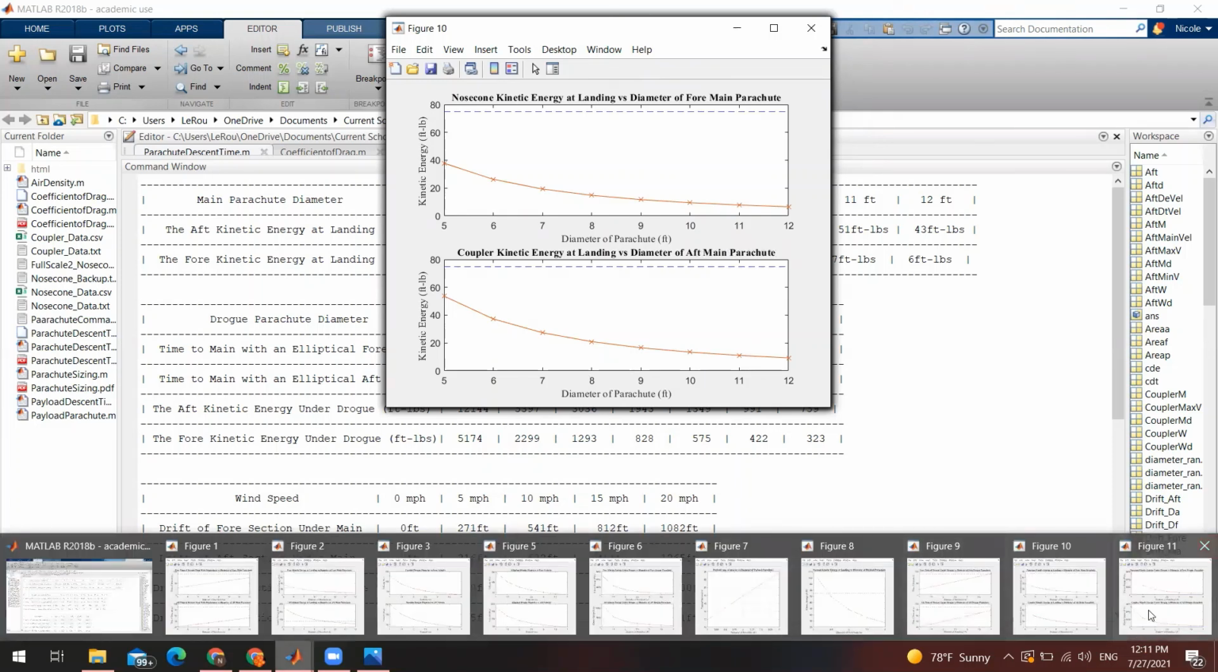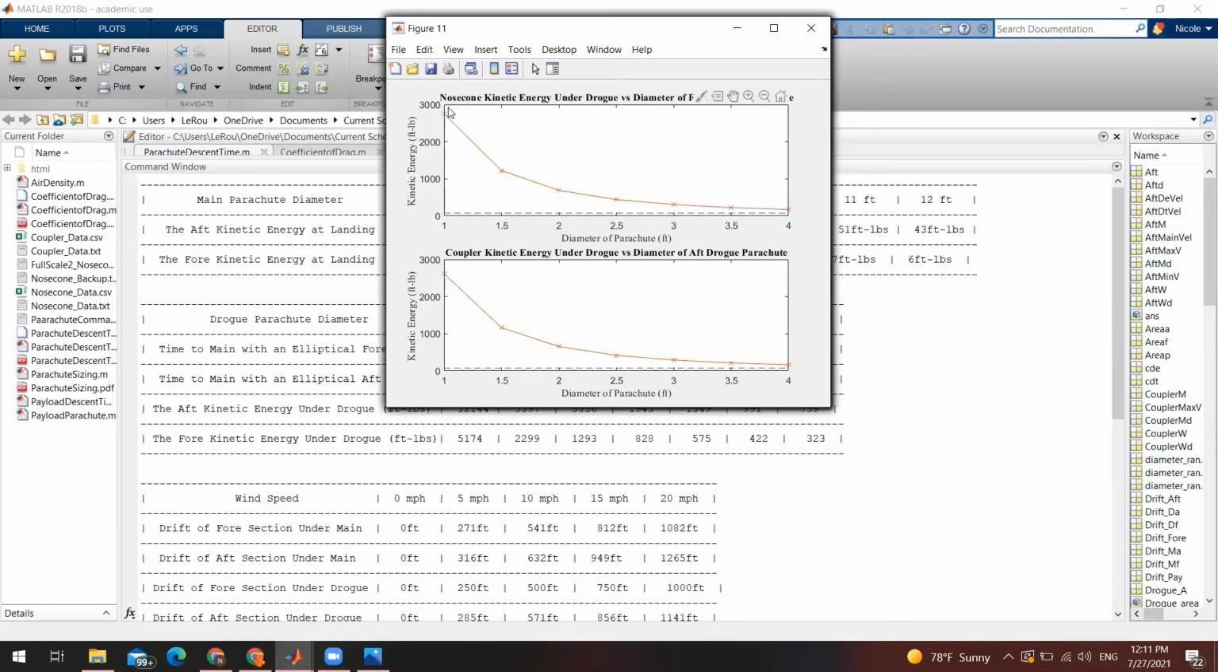The nose cone kinetic energy under drogue, and that line is there to show the 75 foot-pounds, even though that is not a requirement for under drogue. The drogue kinetic energy is going to be very high. So when that main deploys, it slows the rocket down significantly.